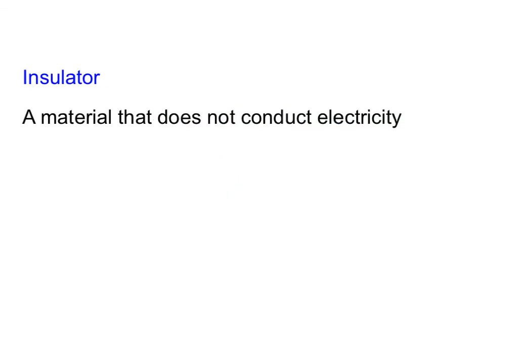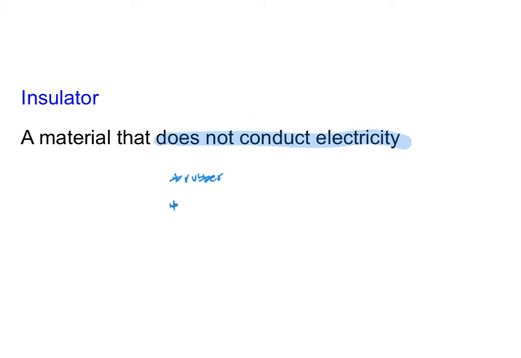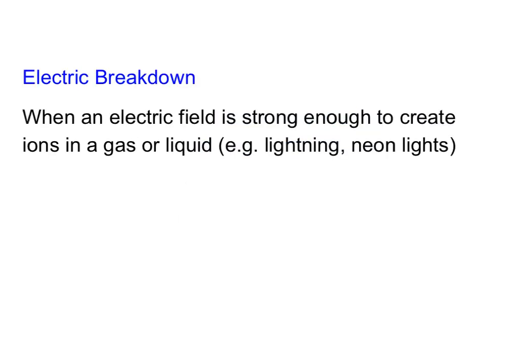So next we have insulators, which are the exact opposite of conductors. So an insulator is a material that does not conduct electricity. So, for example, rubber or dirt or wood. All of these are insulators because electricity cannot travel through them very well.